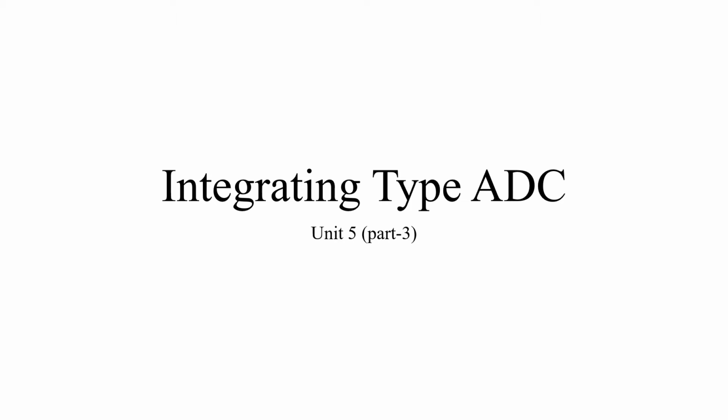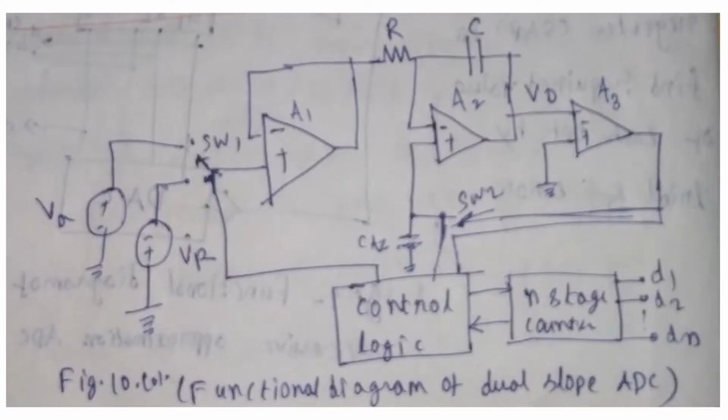In this presentation, or in this class, I will cover the integrating type ADC. Integrating type examples are dual slope ADC or charge based ADC. Only dual slope ADC is covered in the syllabus, so we will cover only dual slope ADC. Okay, dual slope analog to digital converter.